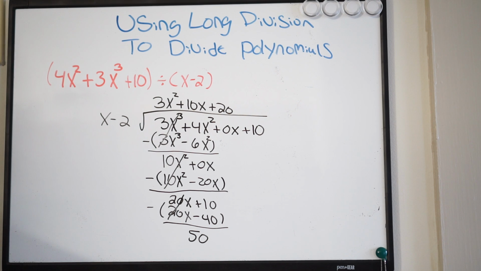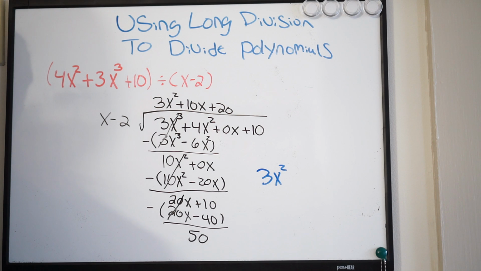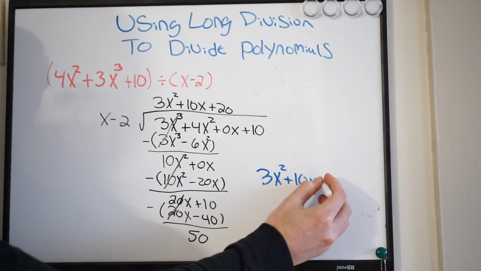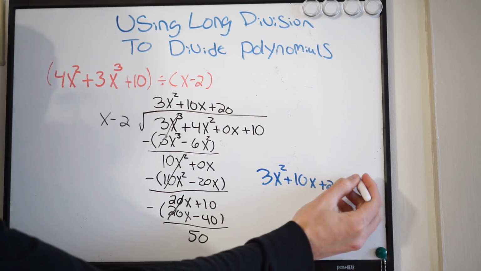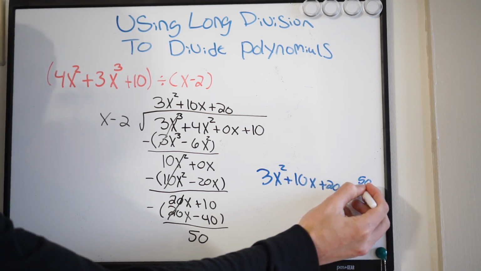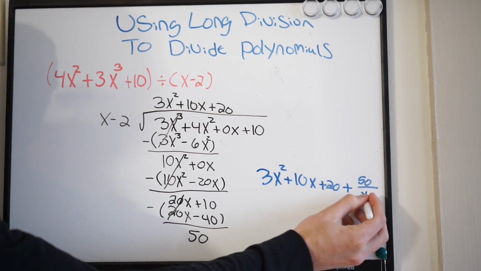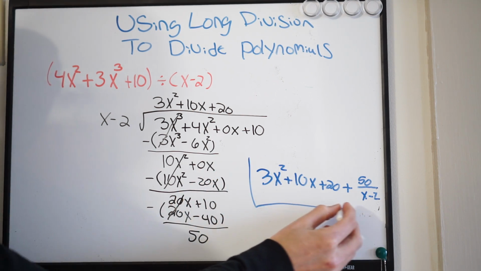Now, in order to write the result, it's simply just going to look like this. We're going to have 3x squared plus 10x plus 20 plus our remainder, all over what we divided by, which is x minus 2. And that right there is your final answer.